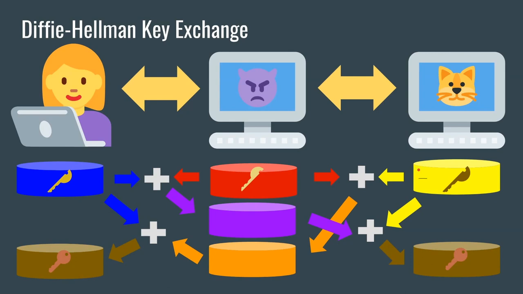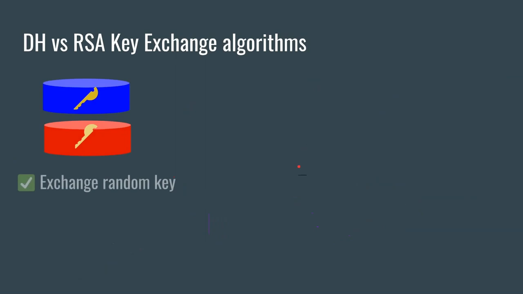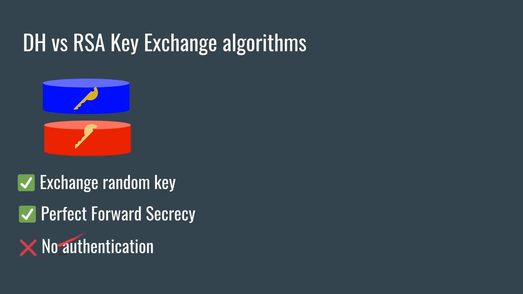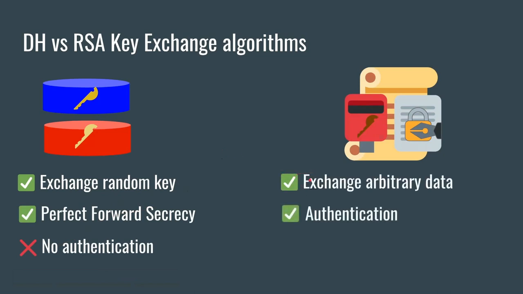Let's do a pros and cons with Diffie-Hellman as a key exchange algorithm versus RSA. So Diffie-Hellman, we exchange a random key on every iteration, which in turn gives us perfect forward secrecy. But the main sticking point was there's no authentication built into Diffie-Hellman. So you can't know that the server is who they say they are. With RSA, we can exchange arbitrary data, which is nice, which we can use to encrypt a symmetric key. It does provide authentication, but there's no perfect forward secrecy as we have with Diffie-Hellman. If your private key is leaked, all past messages can also be decrypted with that private key.